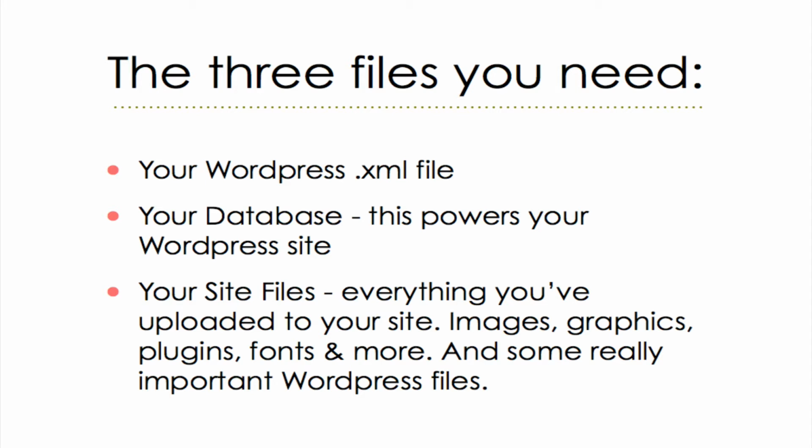When you're backing up and updating your WordPress website, there are three basic files that you need. The first is your WordPress.xml file, and that's a very small file that contains all of your blog posts, your comments, your images, and anything else on your blog. Number two, your database, and this is very important. The database is pretty much what powers your WordPress site, so you need to have a backup of that.